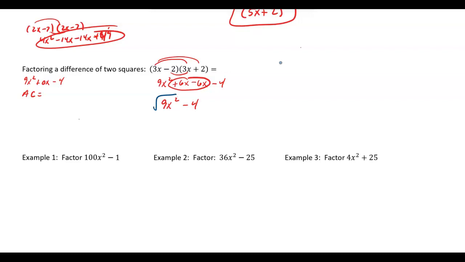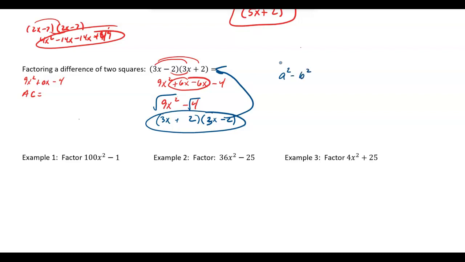The square root of 9x squared is 3x. Square root of 4 is 2. Since those are two perfect squares linked by subtraction, what we're going to do is add those and subtract them. And what do you know? We get what we started with. So this here is called a difference of two squares. If I have a squared minus b squared, I know this is going to factor to a plus b times a minus b.